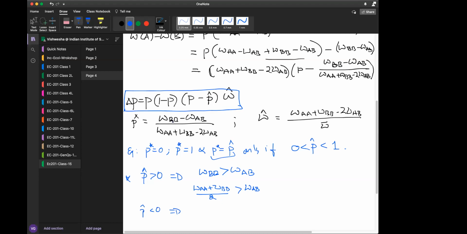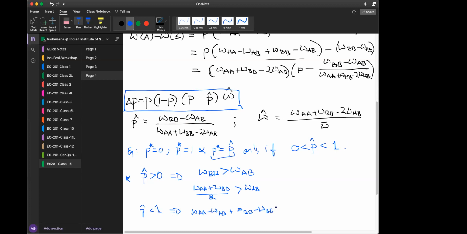So the numerator is omega BB minus omega AB. So let's look at the denominator. The denominator can be written as this. There will be P hat less than 1, right? Sorry? This condition, numerator less than denominator, P hat less than 1. Oh yeah, that's understandable. Yeah, I wrote it wrong. Was that the mistake you were pointing out? Yes.